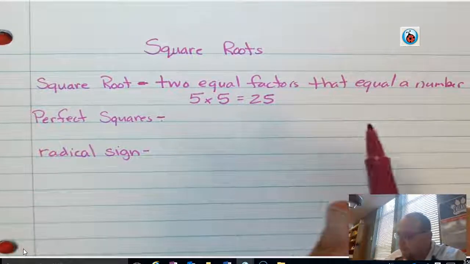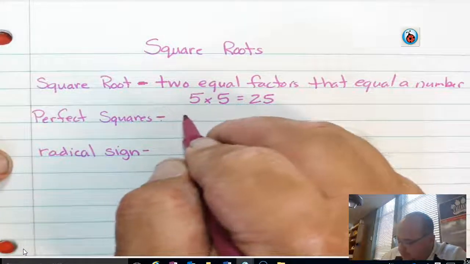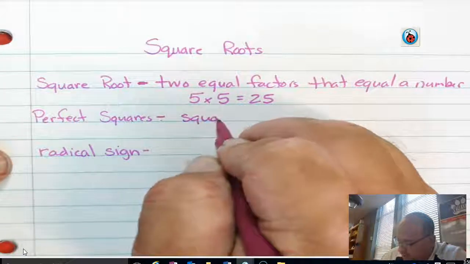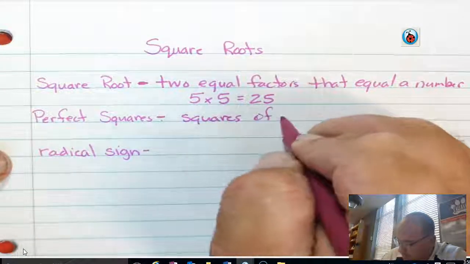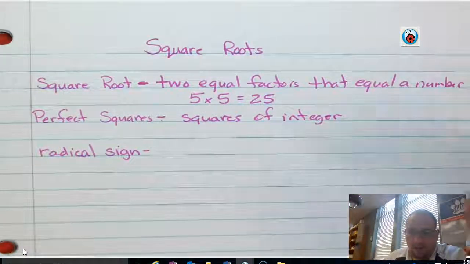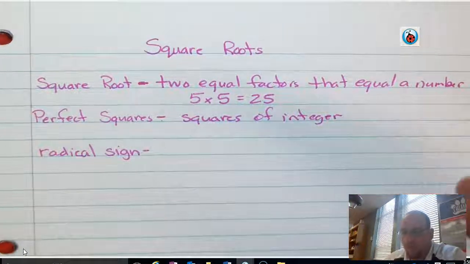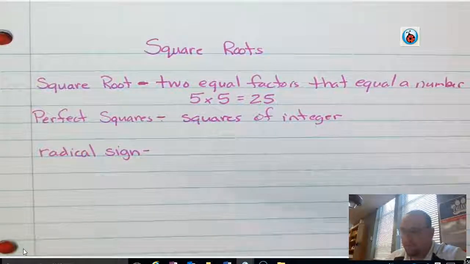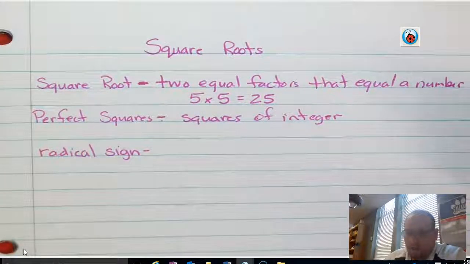All right. What are perfect squares? Perfect squares are just basically squares of integers. So anytime that you use an integer, which is like a counting number, 1, 2, 3, 4, 5, -1, -2, -3, that's what we mean by squares of an integer.